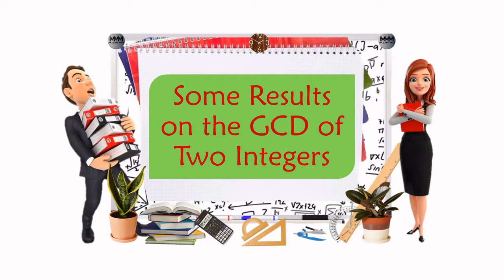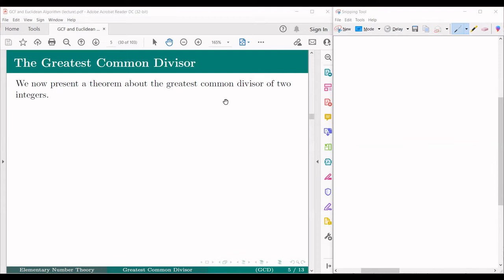We noted there that the divisors of A and that of the absolute value of A are the same. Also, I discussed when we can say that two integers are relatively prime. It means that the GCD of the two integers is 1. So for now, let me present to you some results of the GCD of two integers.